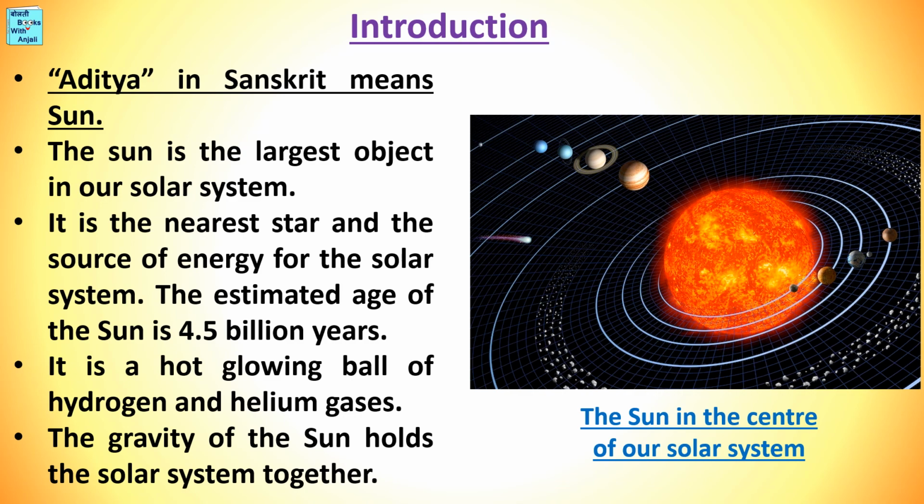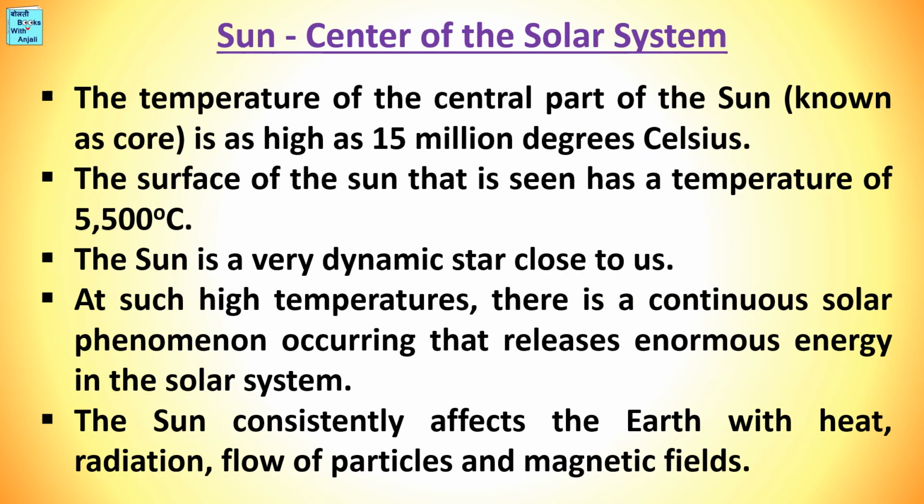In this picture, the solar system is shown and the sun is at the center of the solar system. The temperature of the central part of the sun, known as the core, is as high as 15 million degrees Celsius. The surface of the sun that is seen has a temperature of 5500 degrees Celsius. The sun is a very dynamic star close to us.